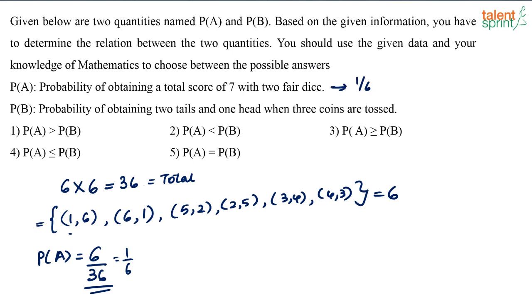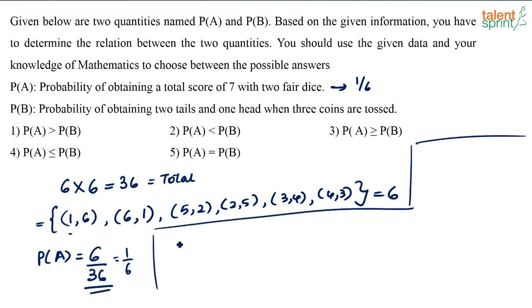P of B represents the probability of obtaining 2 tails and 1 head when 3 coins are tossed. So when 3 coins are tossed, what is the total number of cases that happen? There are 3 coins, right? The first coin can have 2 possibilities, it can either be a head or a tail. The second coin can either be head or tail. The third coin can also be head or tail. So the total number of outcomes will be 2 into 2 into 2, that is 2 cube, which is equal to 8.